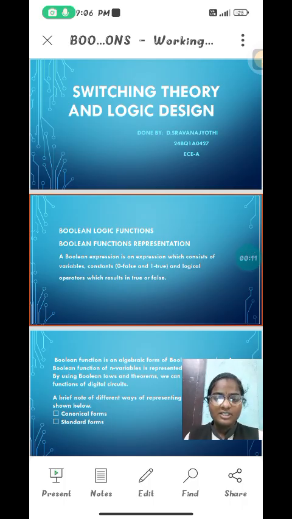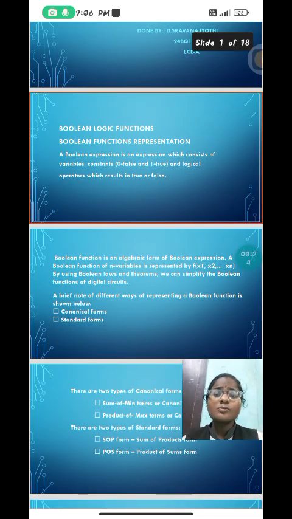I have taken the subject of switching theory and logic design. In this subject, I will give a seminar about Boolean logic functions. In these Boolean logic functions, we begin with Boolean function representation.